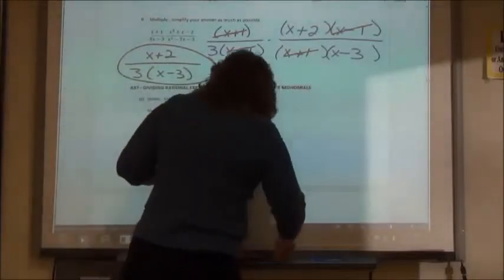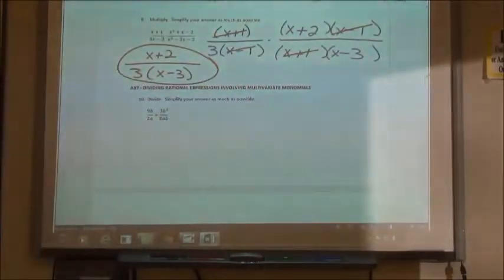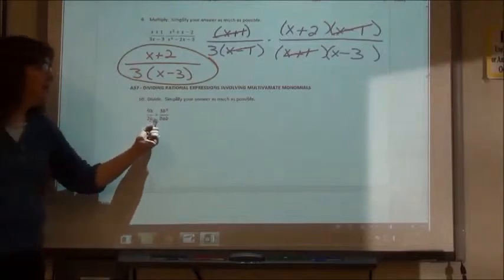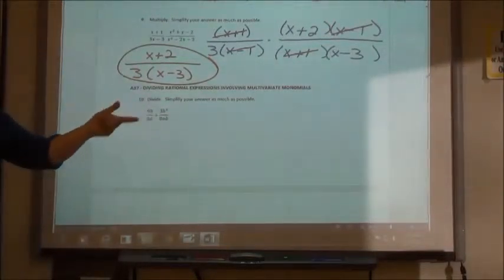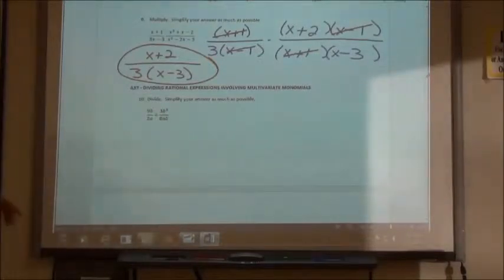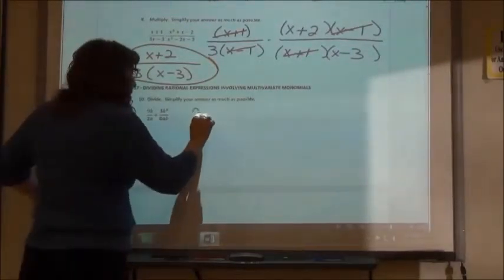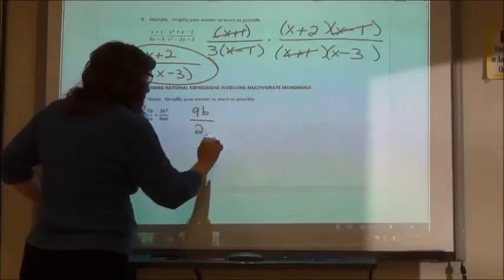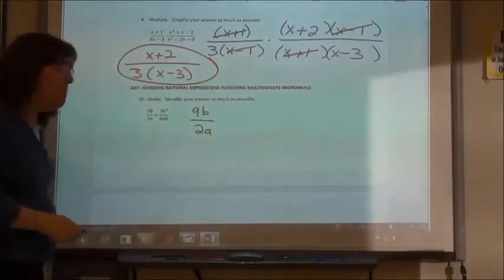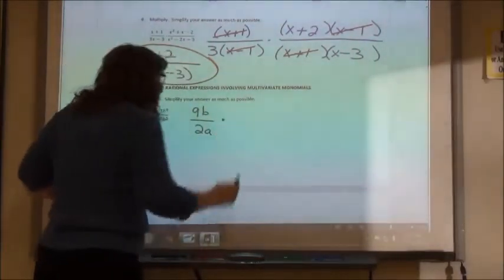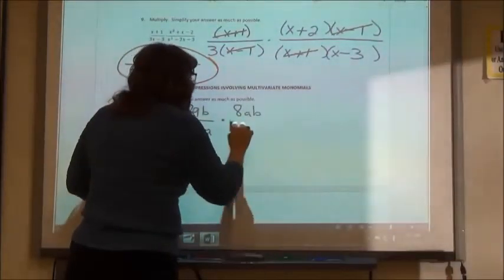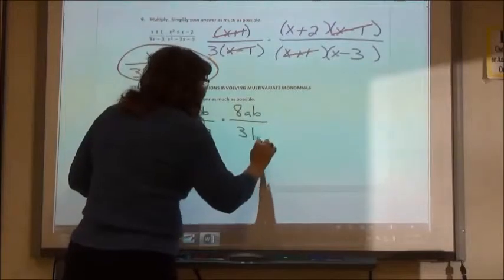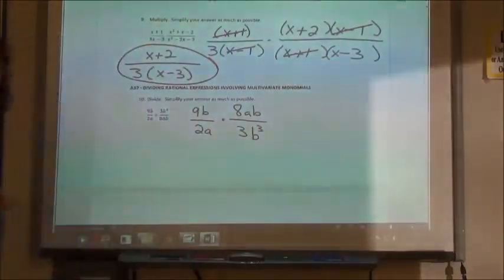All right, the next one's hopefully back to a little bit easier thing. Trying to remind you that with fractions, if you're dividing, you're going to flip that second fraction and then multiply. So I'm going to rewrite my problem. 9b over 2a. First fraction stayed the same. Going to change it to multiplying, and then I have to do the reciprocal, so the 8ab goes on top, and the 3b to the third goes on the bottom.